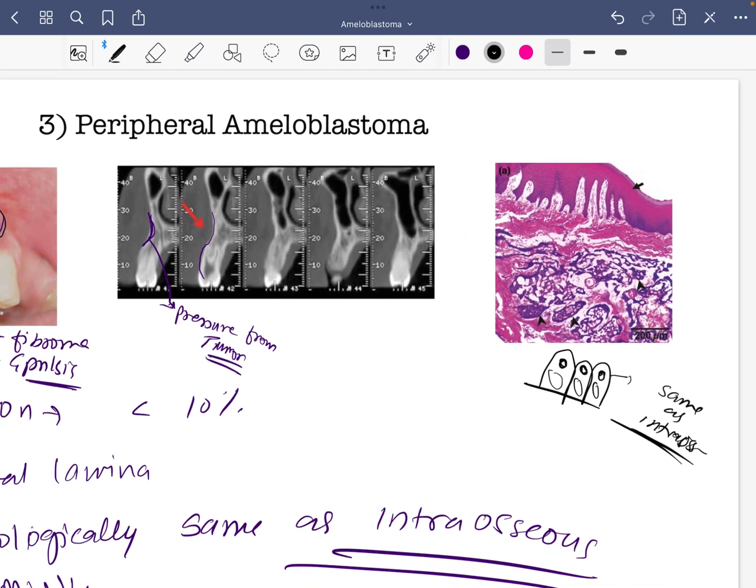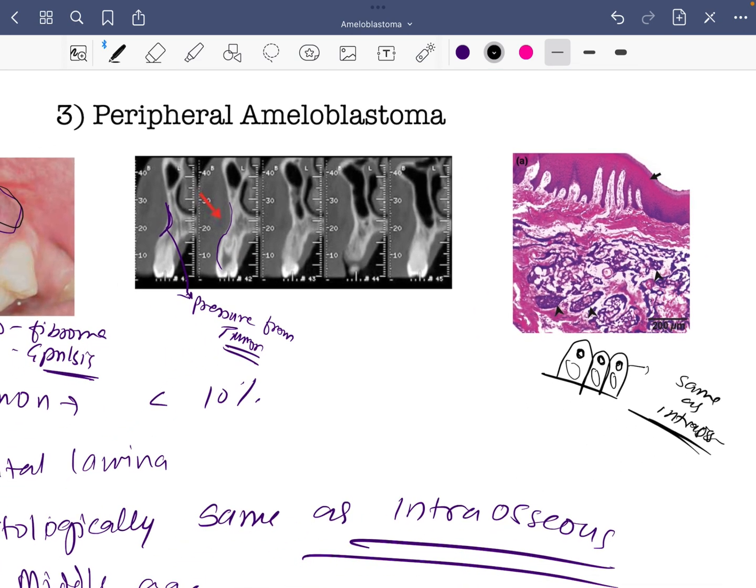So with this, I sum up the clinical features of ameloblastoma. In the next class, we will discuss the treatment part: how do we treat ameloblastoma? Thank you very much. We will meet again in the next class.